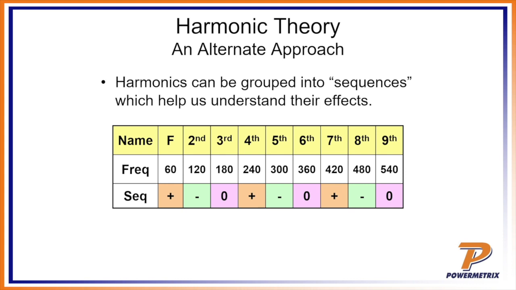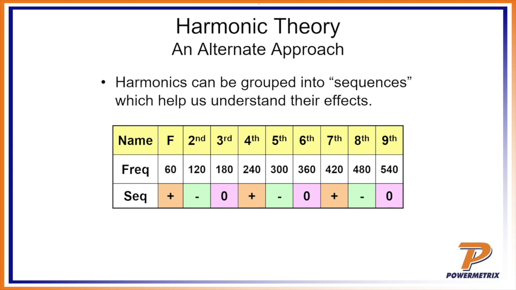I'm going to take a side note here for a second and talk about a different way of looking at harmonics, an alternate approach. Another way we can look at harmonics is that they can be grouped into sequences. Sequences meaning plus, minus, or zero: positive, negative, and zeroth harmonics. If we look at the way that these are spaced out, we've got our fundamental, second, third, fourth, fifth, sixth. Basically, you start to see a pattern there.